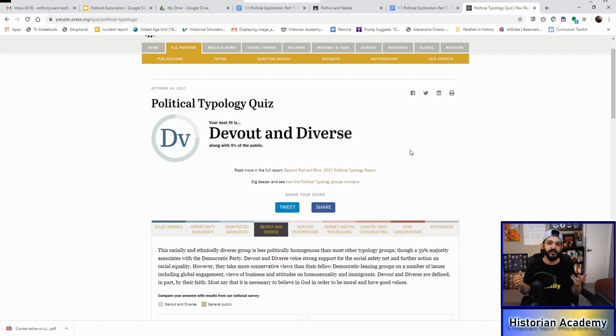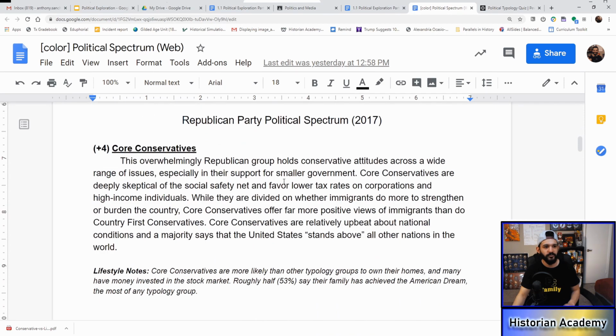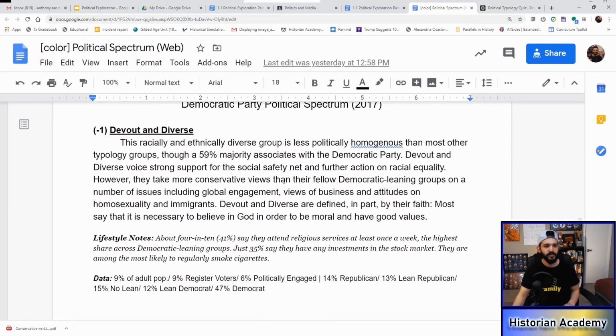At the end of taking the test, it will put you under a group. For this group, I have devout and diverse, along with 9% of the public. So after you were given the category, you're going to go back to the document. You're going to click here where it says, look up what your results mean. I'm going to look for devout and diverse. Here it is. You're just going to read the description of it, some lifestyle notes, and the data, just to see what does that really mean? What does it mean to be put in this group?